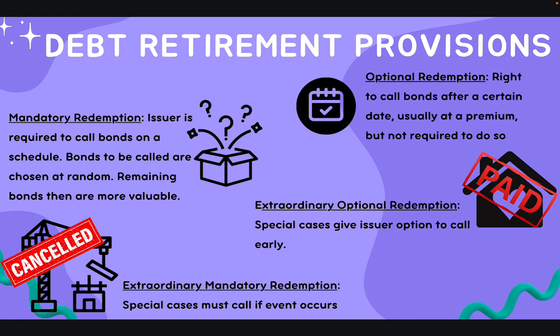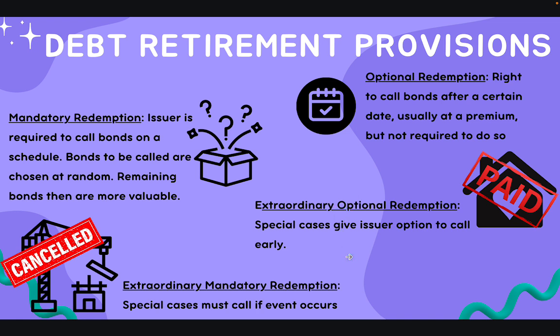So there are special cases that give an issuer the option to call early. So let's say you've got a mortgage bond and people have been paying their mortgages on time and early, and you have the ability to pay these bonds back early. Guess what? Boom, paid. It's an optional redemption. And then they can issue new bonds, or maybe they're done with their project.